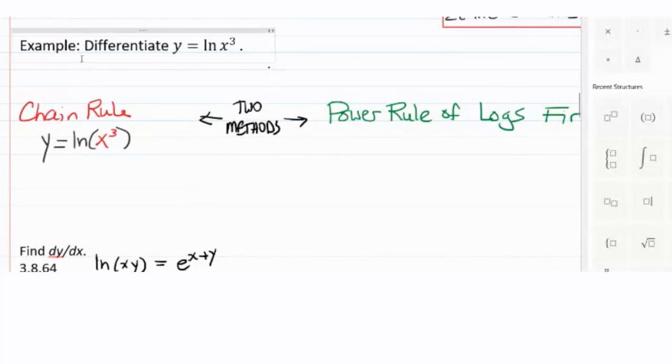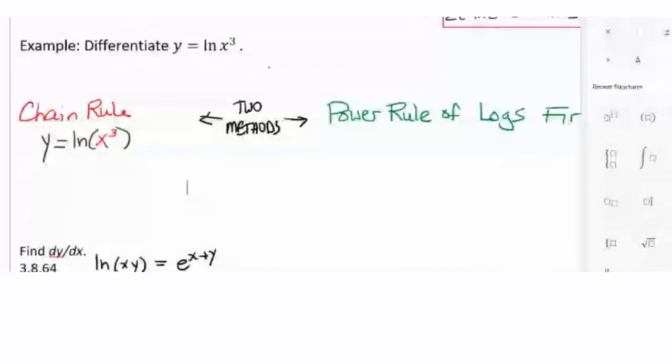No, good question, Adam. This is not a product, right? It looks like a product, but the natural log, the ln symbol there, that is not a variable. It's an operator. It's telling you to perform an action on the x cubed. So it is not a product, it's a composition. X cubed has been plugged into the natural log of x. So that's why we're using the chain rule and not the product rule.